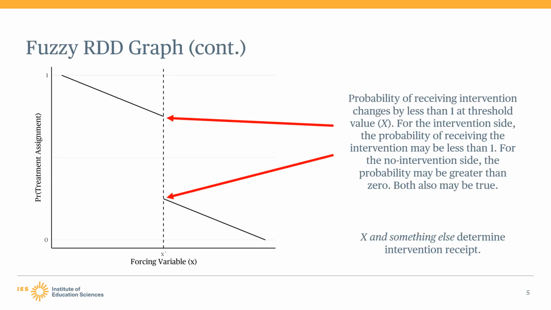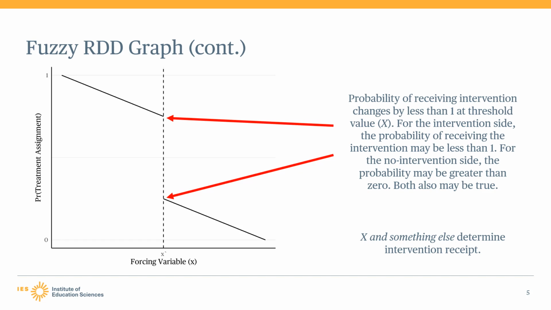In contrast, let's examine a visual representation of a fuzzy RDD. Here, again, we have the forcing variable on the x and probability of treatment on y. However, we see that although the probability of receiving the intervention jumps down from what looks like about 0.75 to about 0.25 at the cutoff, the probability of intervention receipt is not 1 for all values of the forcing variable below the cutoff, and it is not 0 for all values above the cutoff. This means that something else in addition to an individual's score on the forcing variable determines intervention receipt. Again, in this example, we have both no-shows above the cutoff and crossovers below, but it may be the case that there is only one or the other.